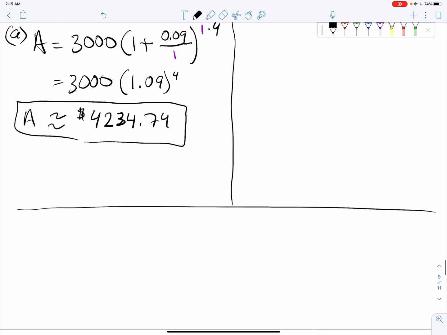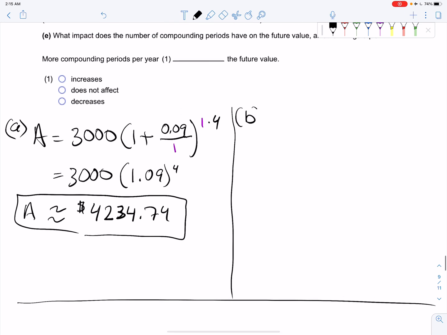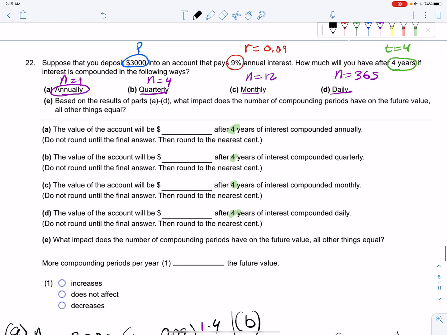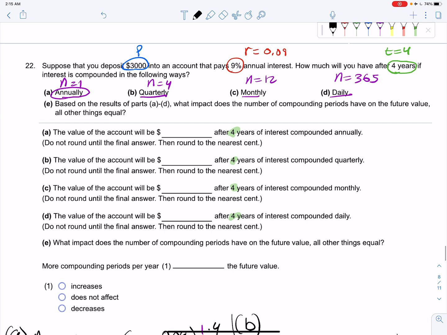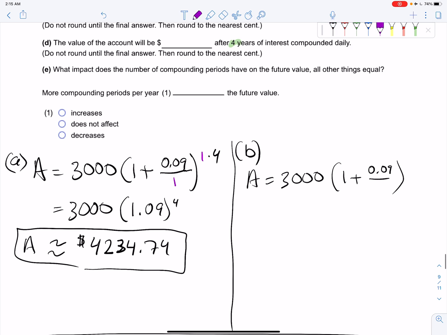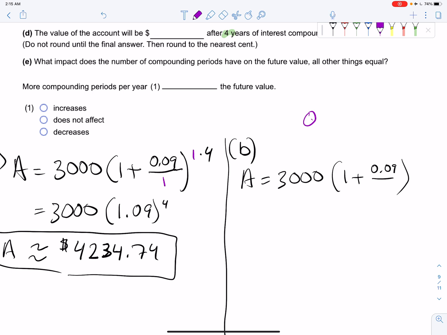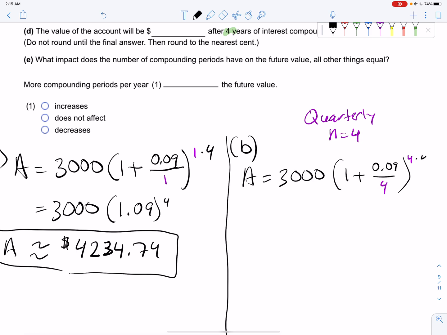Anyway, so let's go to B. Let's do B right here. And so it's A equals $3,000, 1 plus our interest rate. And on B, what do they want our compounding periods? Quarterly. Maybe I'll write that up just so you can get used to that language. When they say quarterly, they mean n equals 4. So 4 goes there, 4 goes there. And how many years? 4 years.